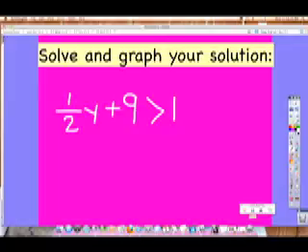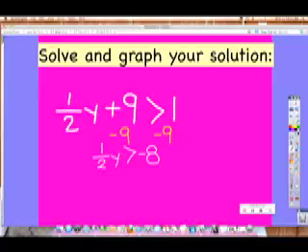After that step, we're left with 1/2 y is greater than -8. Don't be intimidated by this. You got scared on the quiz. What's going on with this 1/2 and y? Charles told us before what's going on with the 1/2 and the y. They're multiplying. How do you get rid of a multiply? Divide. So let's divide both sides by 1/2.